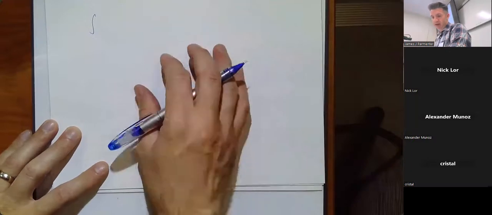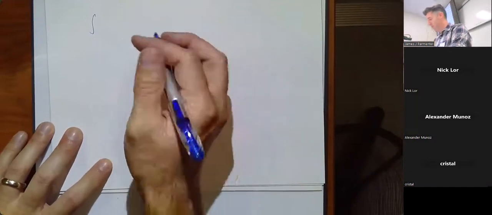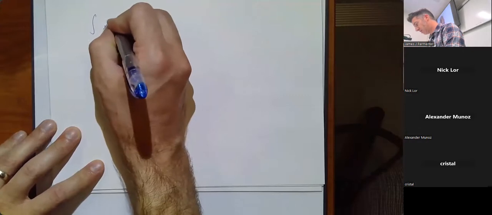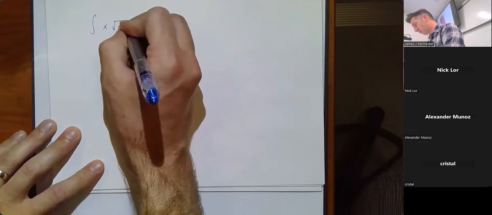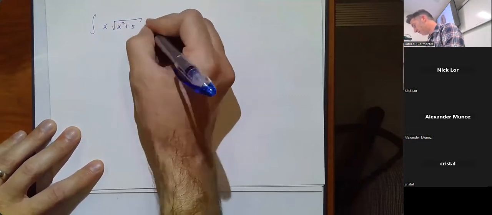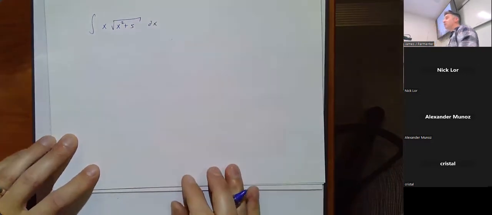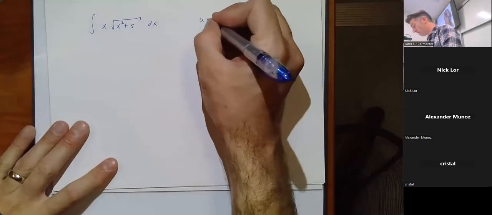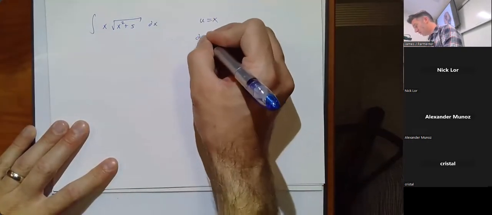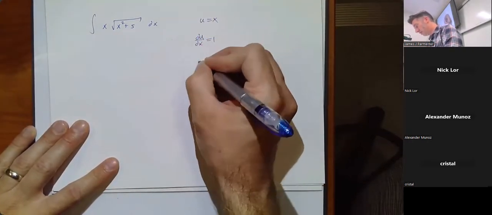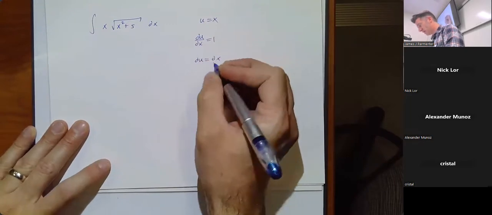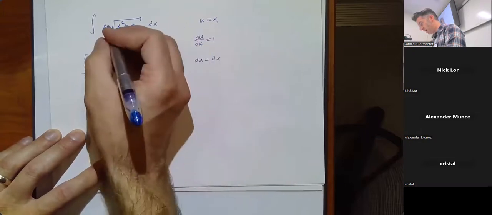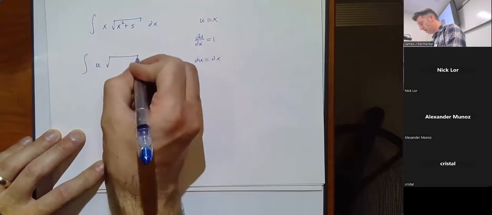now I'm totally blanking. Let's see, what can I do here? If I was doing, I don't know, x times the square root of x squared plus 5, letting u equal x is not going to get you anywhere. If you let u equal x, then your derivative is equal to 1. So du equals dx. And then I'm going to rewrite this. Okay, dx is du, x is u, and x is u.